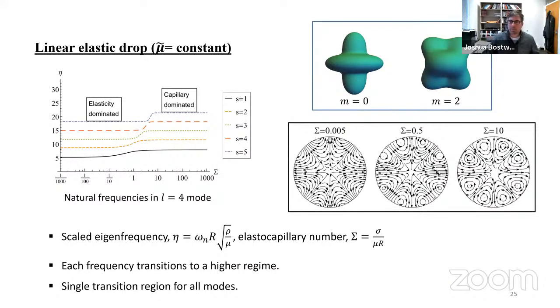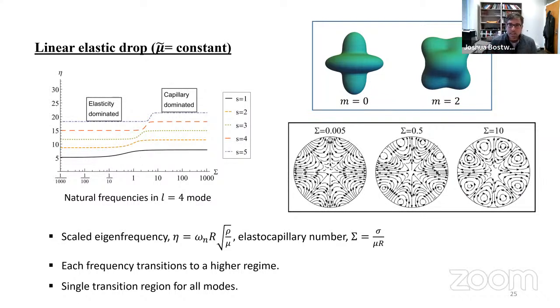So the first problem that we looked at was that of a linear elastic drop, where we assumed that the drop had both a surface tension and elasticity, but that the elasticity was frequency independent. What you're seeing here on the left is a plot of the natural frequency as it depends upon the elastocapillary number. What you see is there's a transition for each mode from a low frequency plateau to a high frequency plateau. The region where the change occurs, where the curve is increasing, is what we call the elastocapillary transition for that particular motion.